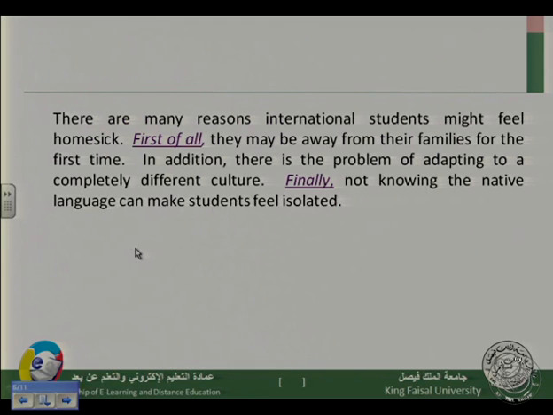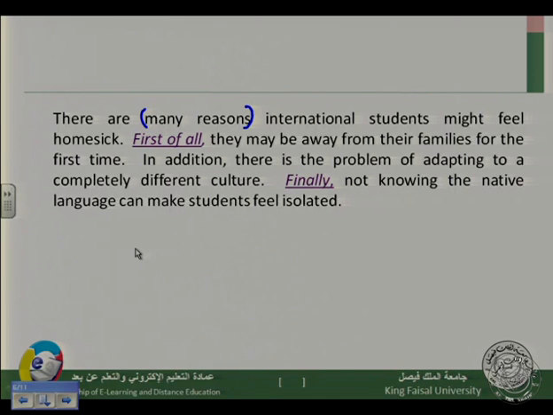This is what they look like. Imagine this paragraph, and this paragraph can be found in your book as well. There are many reasons international students might feel homesick. So you said many reasons. Right? Many reasons. That's what you said. So that means you're going to mention some. There are many reasons international students might feel homesick.